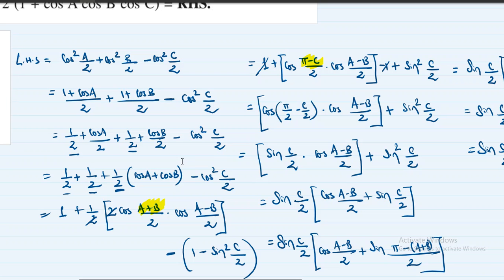Okay, so we have in the LHS cos square A by 2 plus cos square B by 2 minus cos square C by 2. So what we do is first we convert this cos square or sine square, anything, in terms of a single angle, the half angle. What I'm talking about, cos square A by 2 will be converted in terms of cos.